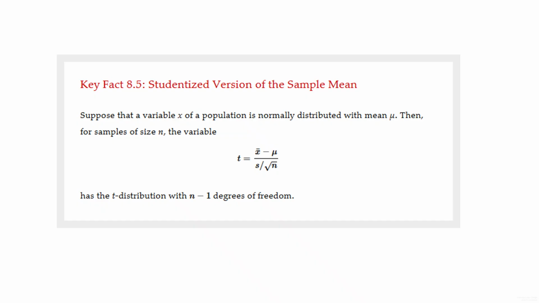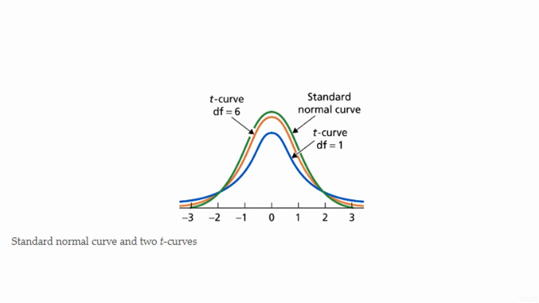Suppose the variable x of a population is normally distributed with a mean mu. Then for samples of size n, the variable t equals x bar minus mu over s, the sample standard deviation, divided by the square root of n, and has the t distribution with n minus 1 degrees of freedom. So let's talk about the t distribution and some of the properties that go along with it.